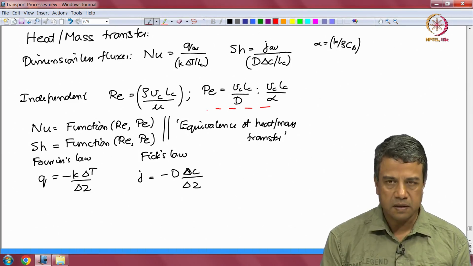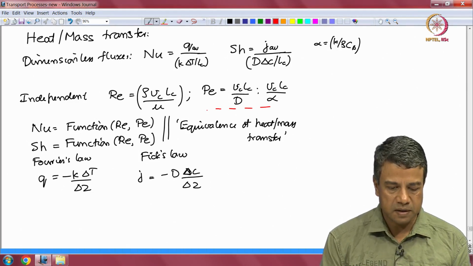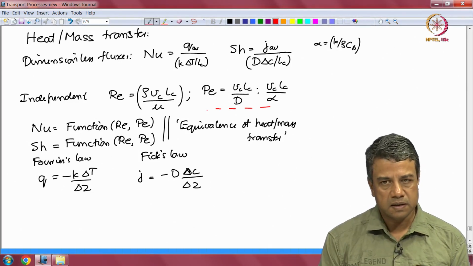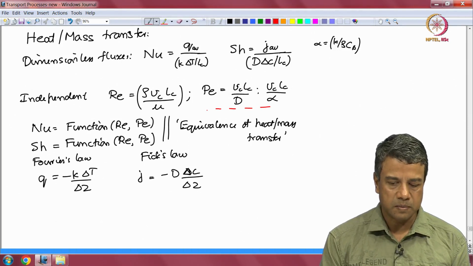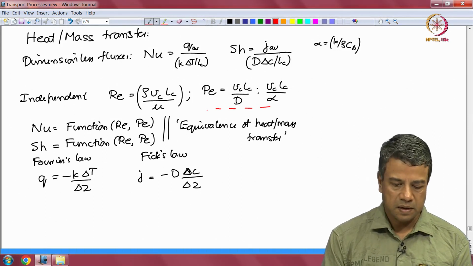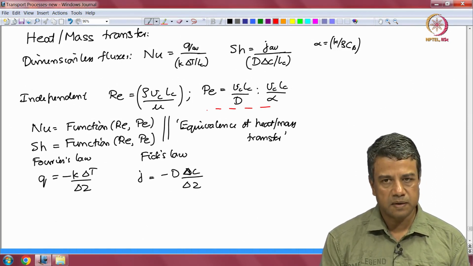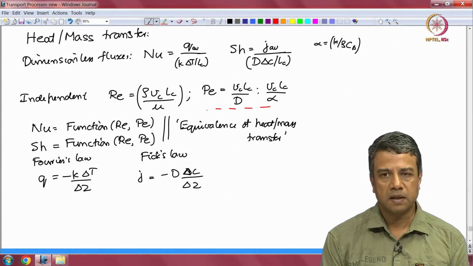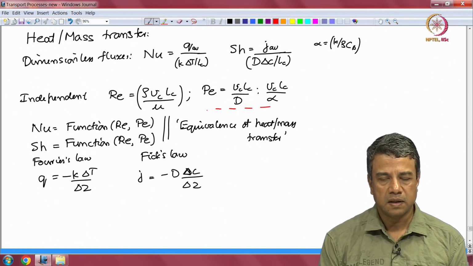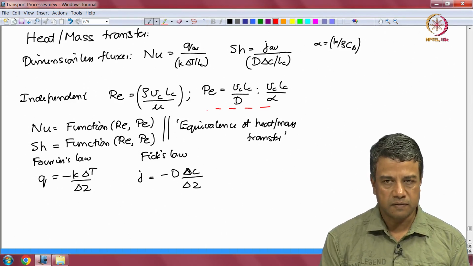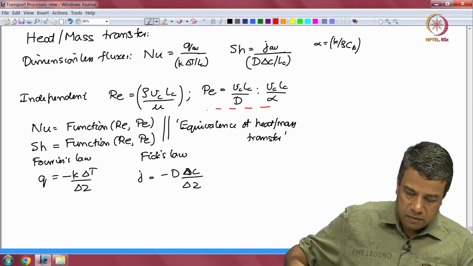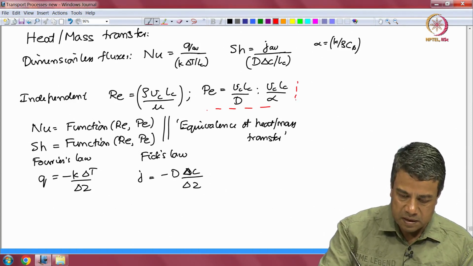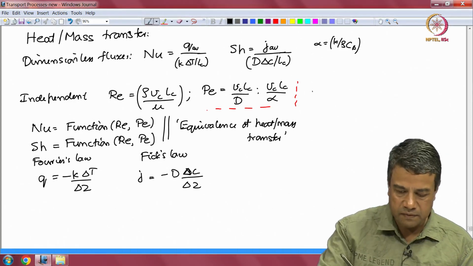So correlations are written for the dimensionless flux, that is, the dimensionless flux is the Nusselt number or the Sherwood number as a function of the Reynolds number, which determines the flow characteristics, and the Peclet number, which is basically the ratio of convection and diffusion. Alternatively, you could also express these as ratio of different kinds of diffusivities.